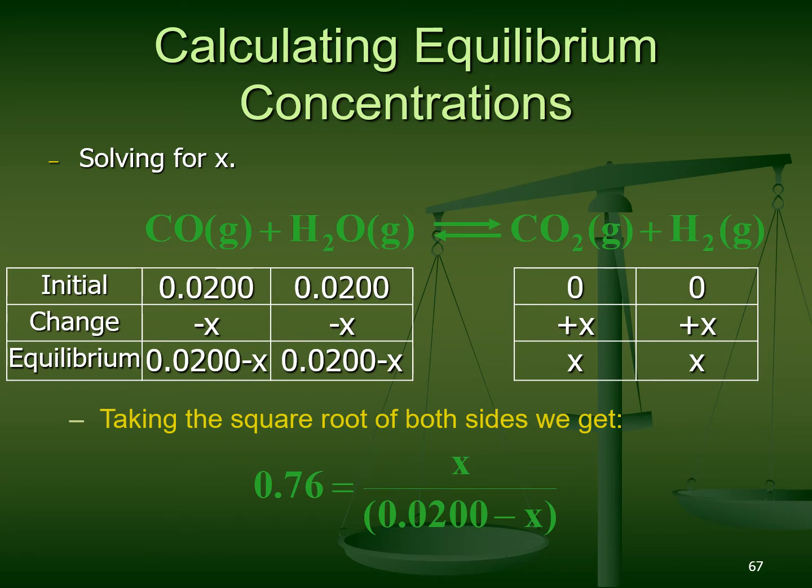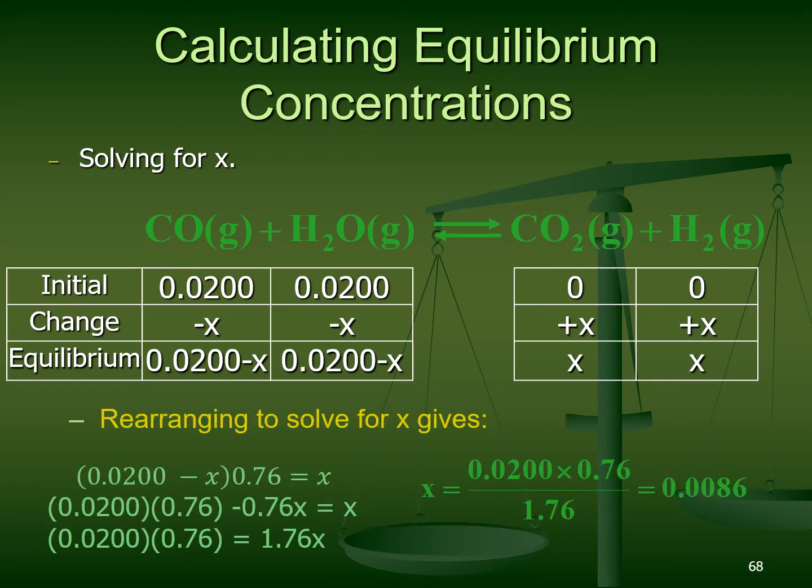We have to distribute the 0.76. So when you multiply both sides by 0.02 minus x, you get the first equation on the left, 0.0200 minus x quantity times 0.76 equals x. And then if you distribute that 0.76, you get 0.0200 times 0.76 minus 0.76x equals x. Then if we bring all the like terms on the same side, we have 0.0200 times 0.76 equals 1.76x. And then if we divide both sides by 1.76, we get x, which is 0.0086.